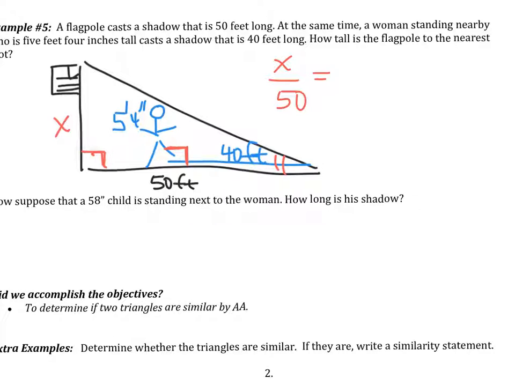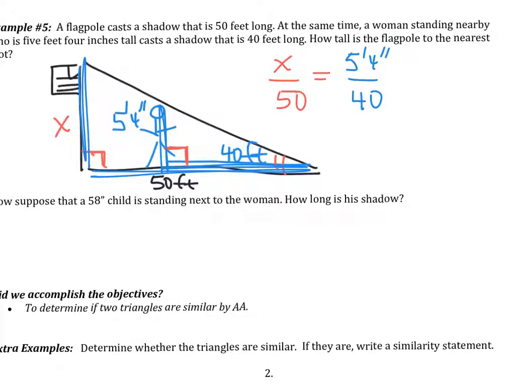So we used the x, we used the 50, we used the 40. What didn't we use? The 5 foot 4. All right, so if we did height is to shadow, height is to shadow, now we're being consistent, so we've got 5 feet 4 inches over 40.